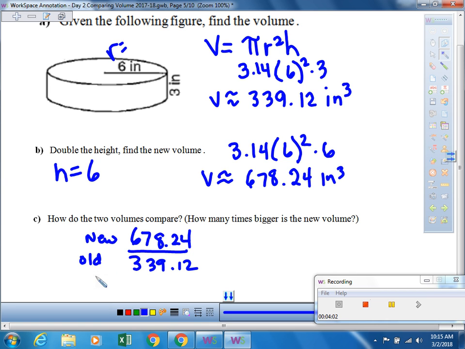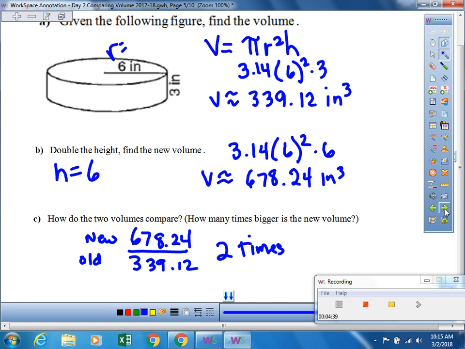How does it compare? Kylie? It's doubled. So this is 2 times, right? If you divide it, it equals 2. So it's twice as big. So when you double that height, it's going to be twice as much volume inside. So if we're putting soda in and the can is double in height, you know you're going to get twice as much soda inside.